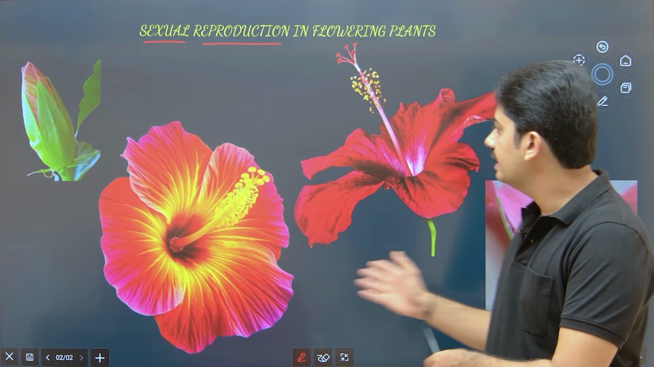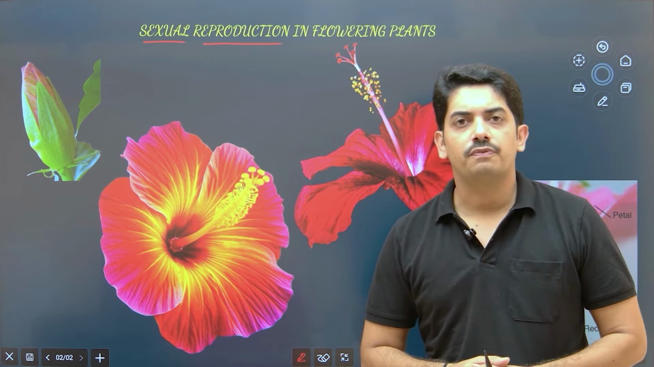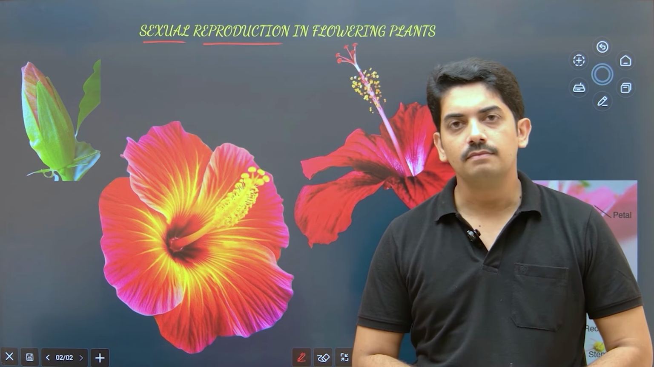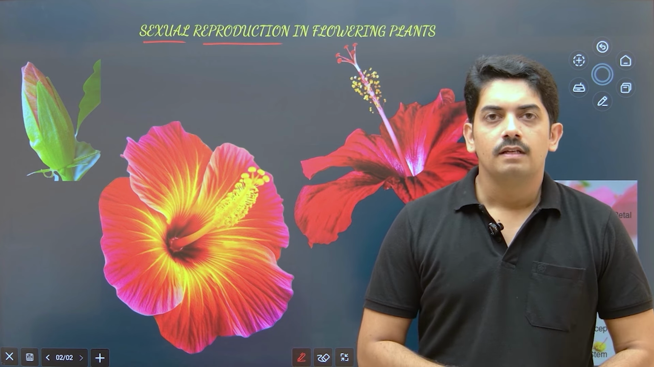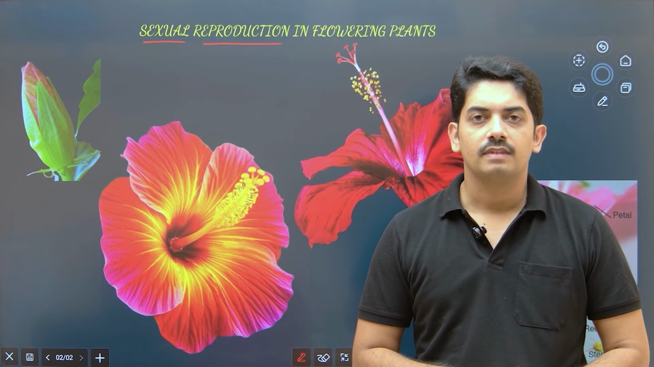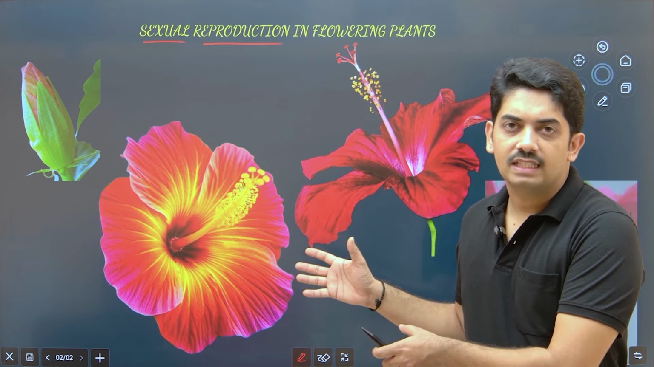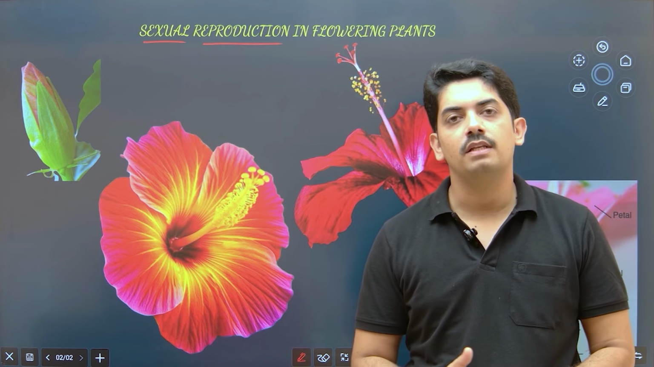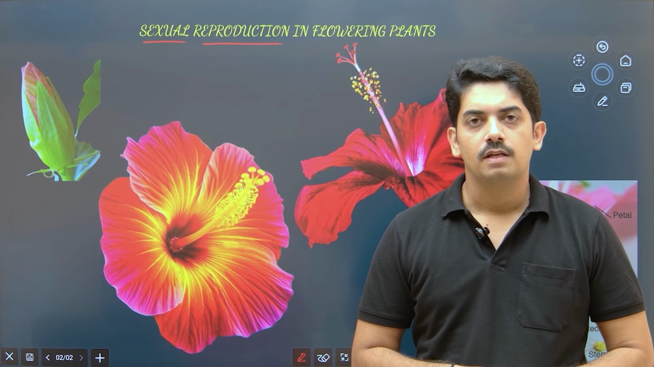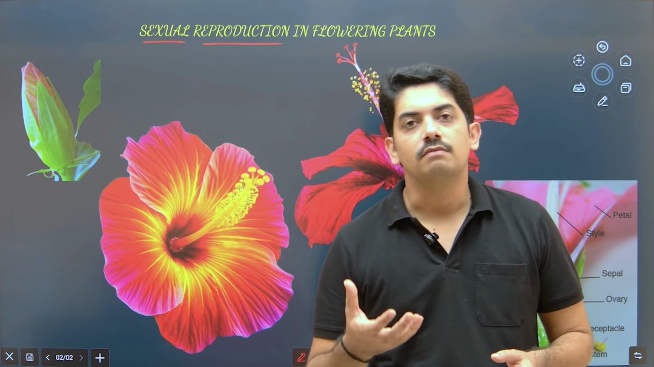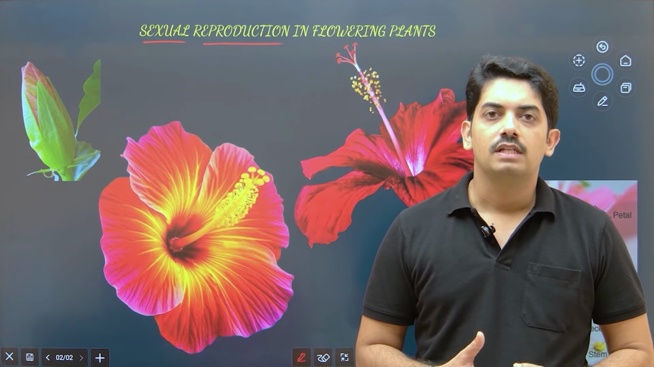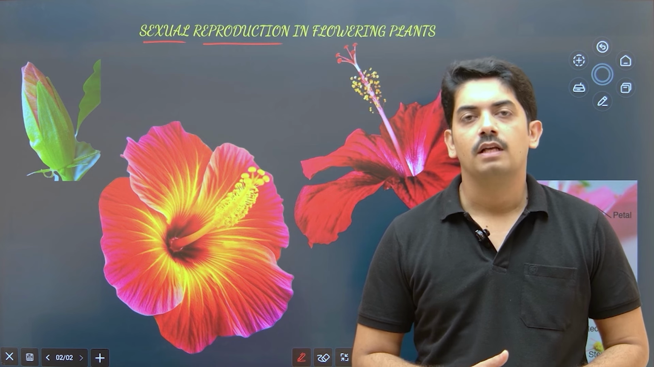Now, when you look at this slide, what do you feel? This is one beautiful hibiscus flower. Now, why are these flowers produced in flowering plants? These flowers are the primary structures which help in sexual mode of reproduction in angiosperms. So what are all the whorls present in a flower which help in sexual mode of reproduction?